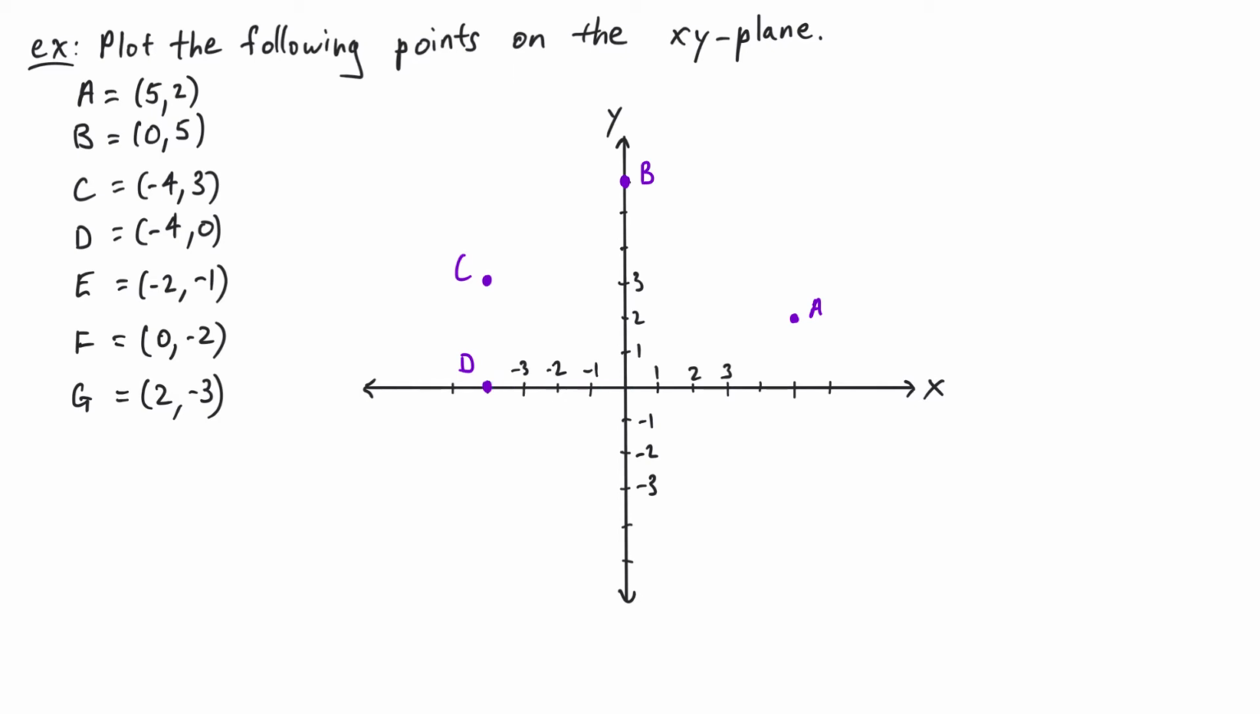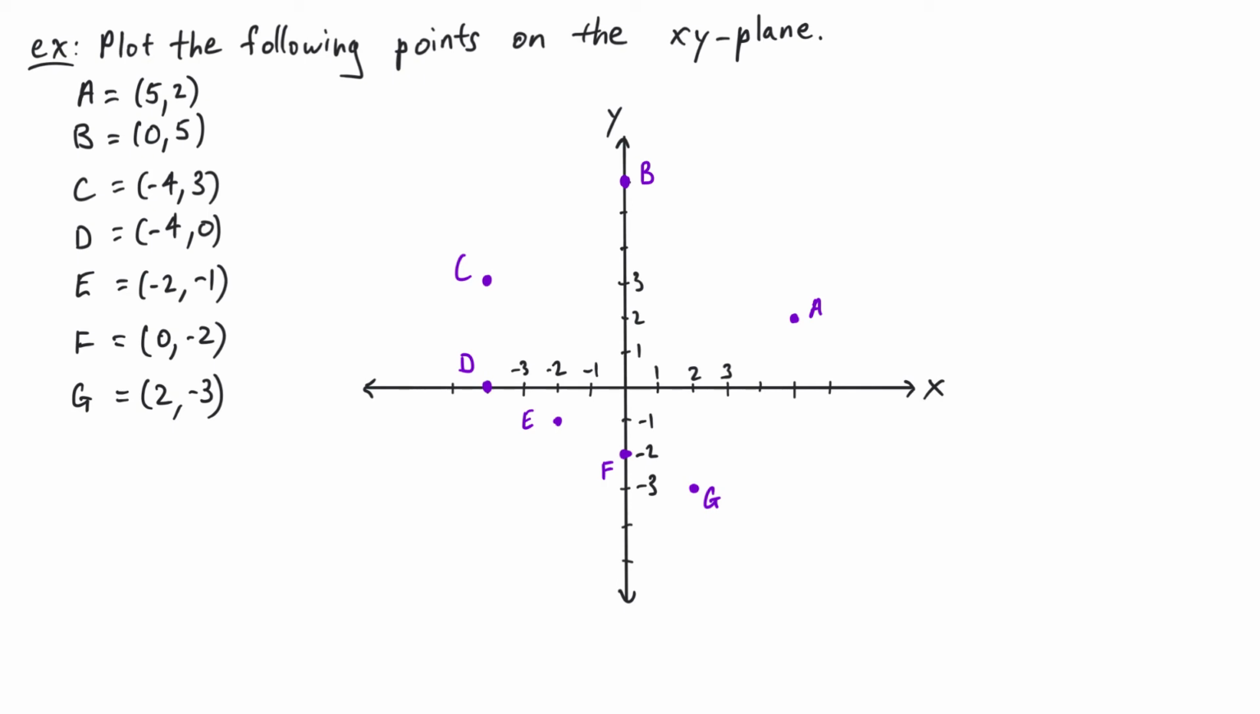Our next point E has coordinates (-2, -1). Again, the x-coordinate is negative, so we'll be going left 2 units. And this time, our y-coordinate is -1, which is also negative. So instead of going up 1 unit, we'll be going down 1 unit. So our point E ends up over here. Our next point F has coordinates (0, -2), so we'll be going 0 units in the x direction and then 2 units down in the y direction. Lastly, for the point G, the coordinates are (2, -3). That means we'll be going 2 units to the right and then 3 units down. So those are all of the points that we wanted to plot.